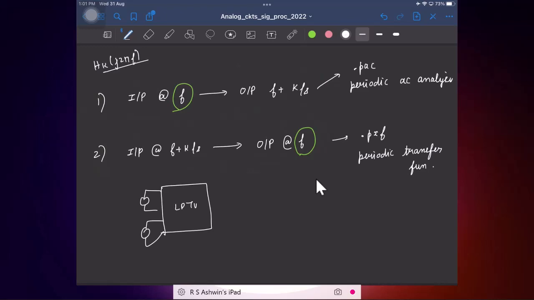Yeah, same thing. Exactly, yeah. Like I mentioned, before running any small signal AC analysis for periodically time varying networks, you need to run the PSS. You need to compute the operating point. There is no escape.